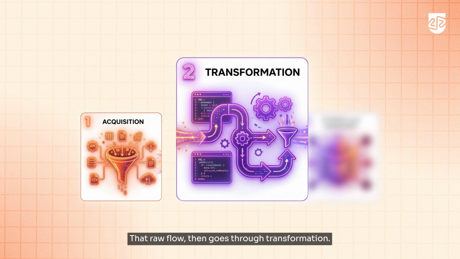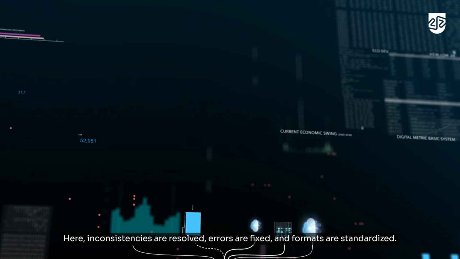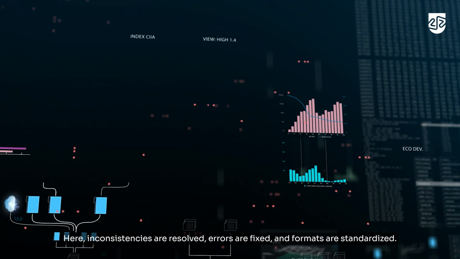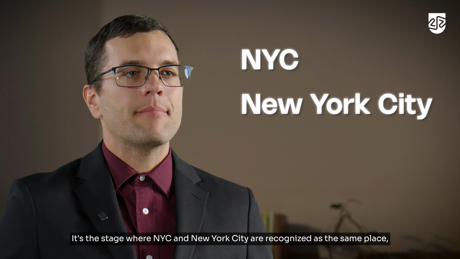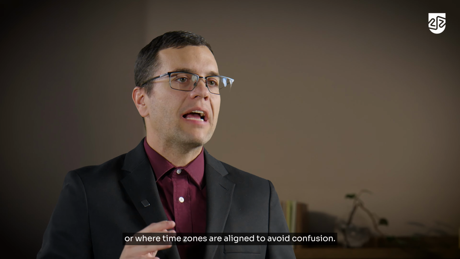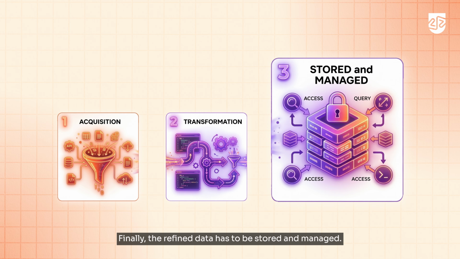That raw flow then goes through transformation. Here, inconsistencies are resolved, errors are fixed, and formats are standardized. It's the stage where NYC and New York City are recognized as the same place, or where time zones are aligned to avoid confusion. Finally, the refined data has to be stored and managed.